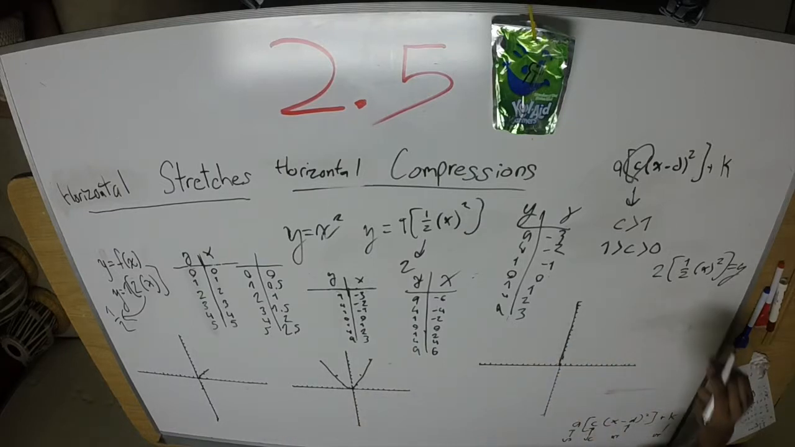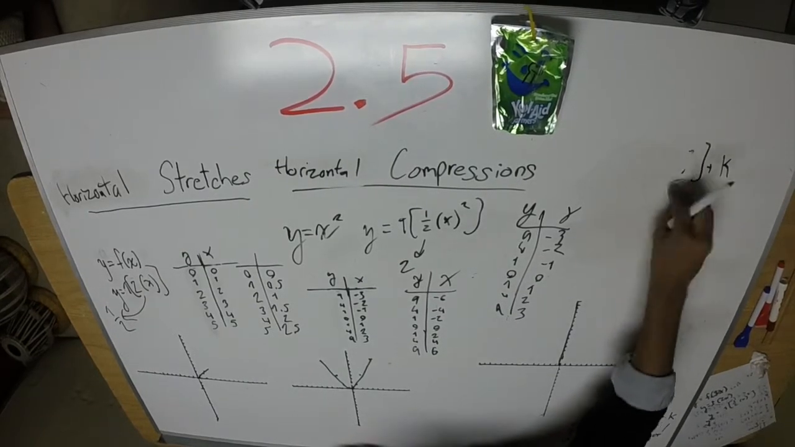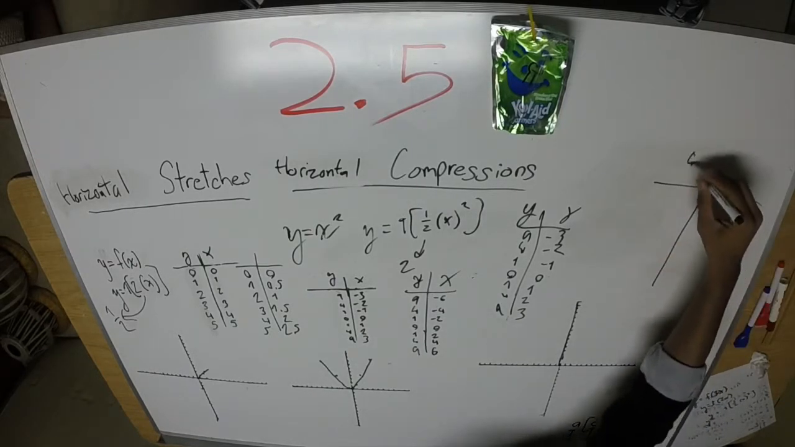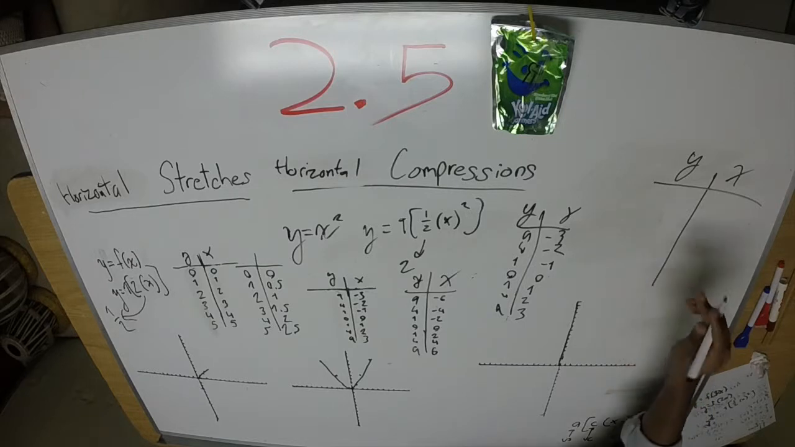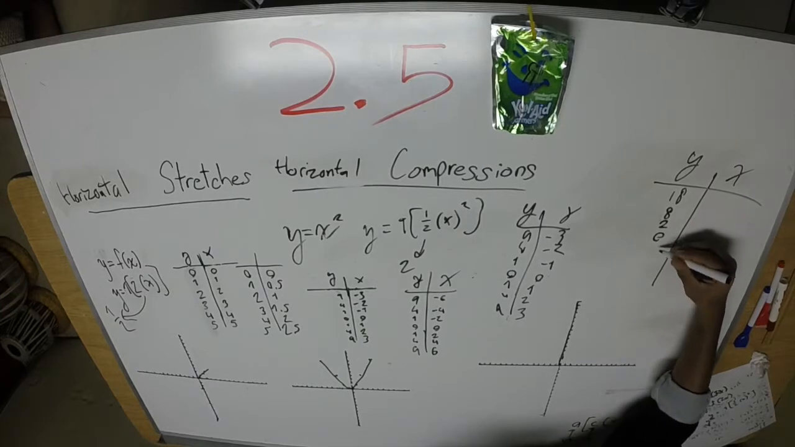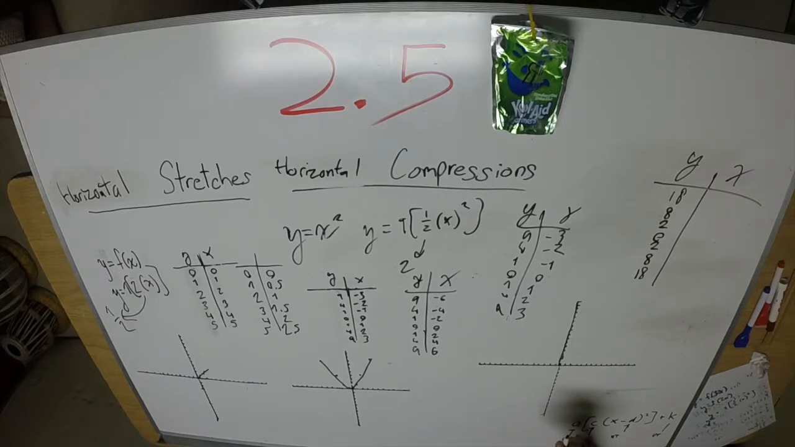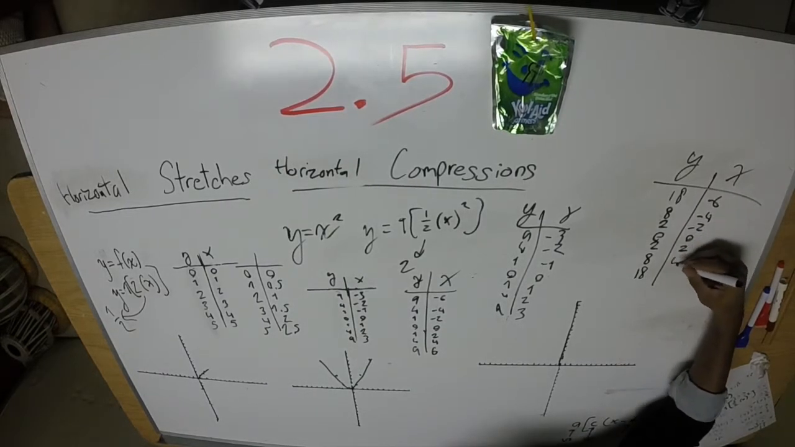So I'm going to erase all of this and draw you another table of values. So let's have y and x. Since we're applying that vertical stretch of 2, the 9 becomes 18, the 4 becomes 8, the 1 becomes 2, 0 stays at 0, then 2, 8, and 18. Since we applied a C value of 1 over 2, that means it's a horizontal stretch by a factor of 2. So that becomes -6, -4, -2, 0, 2, 4, and 6.